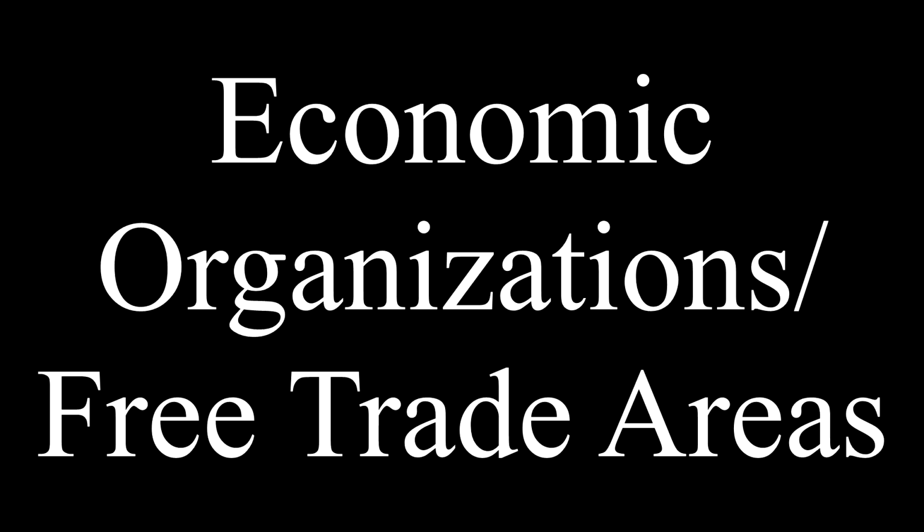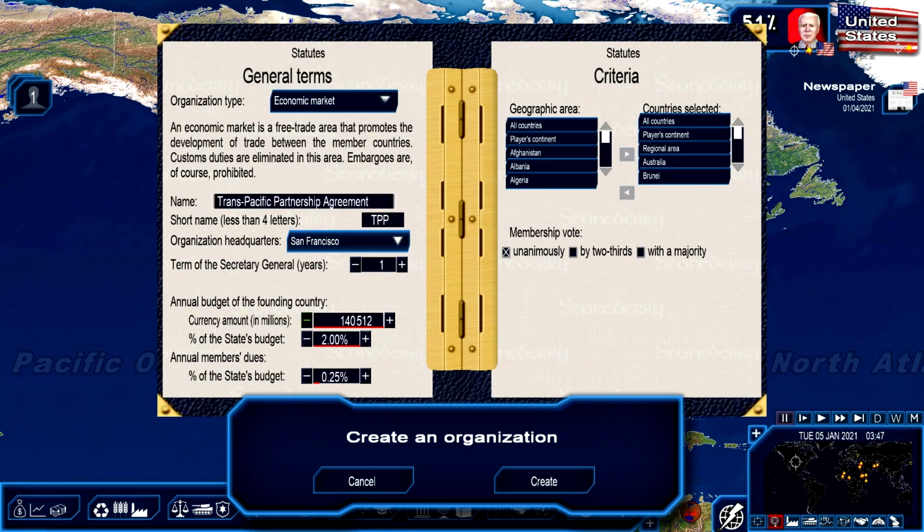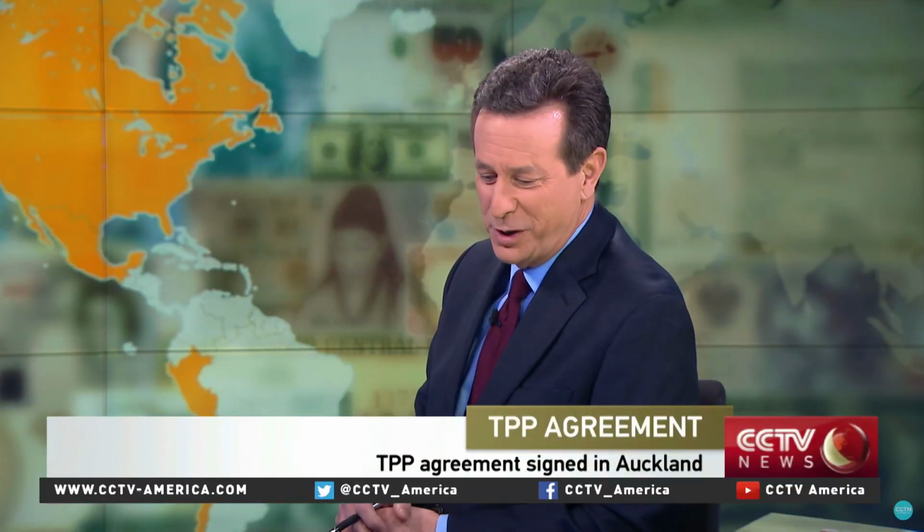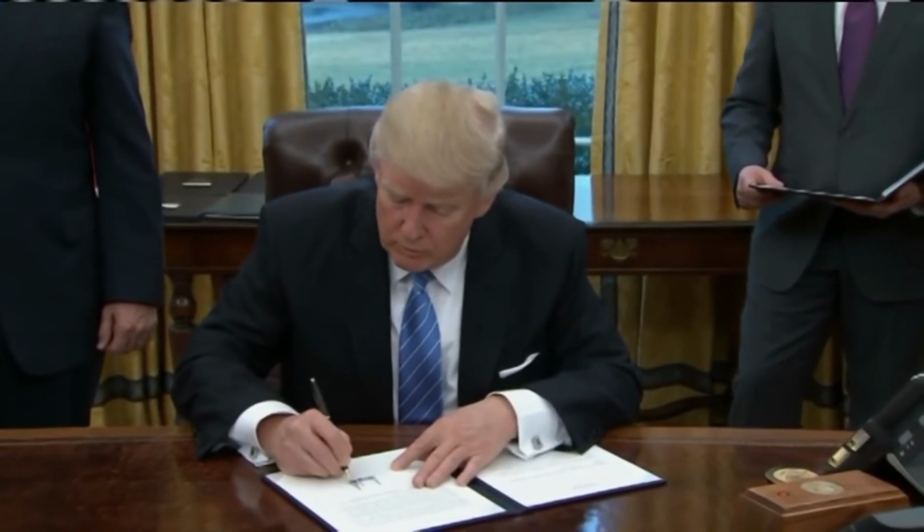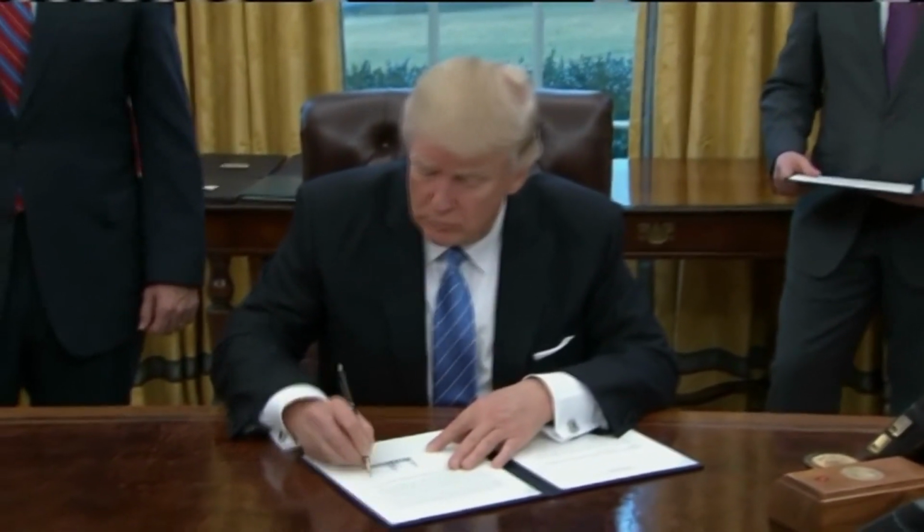In the next section, we will discuss economic organizations. Economic organizations are free trade areas that encompass multiple countries. This essentially works as a free trade agreement, but multilateral. An example of this is the Trans-Pacific Partnership, which is an organization which the United States left in the early days of the Trump administration.